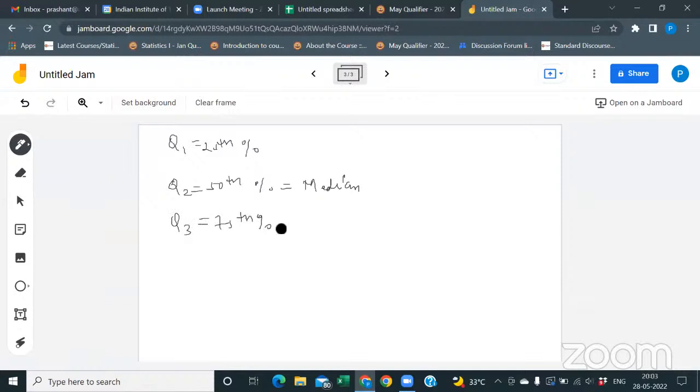Suppose this is your data. What is a quartile? Quartile means one-fourth. So your Q1 will be here, your Q2 will be here, your Q3 will be here. Means 25 percent of the data will be here, 25 percent of the data will be here, 25 percent of the data will be here.